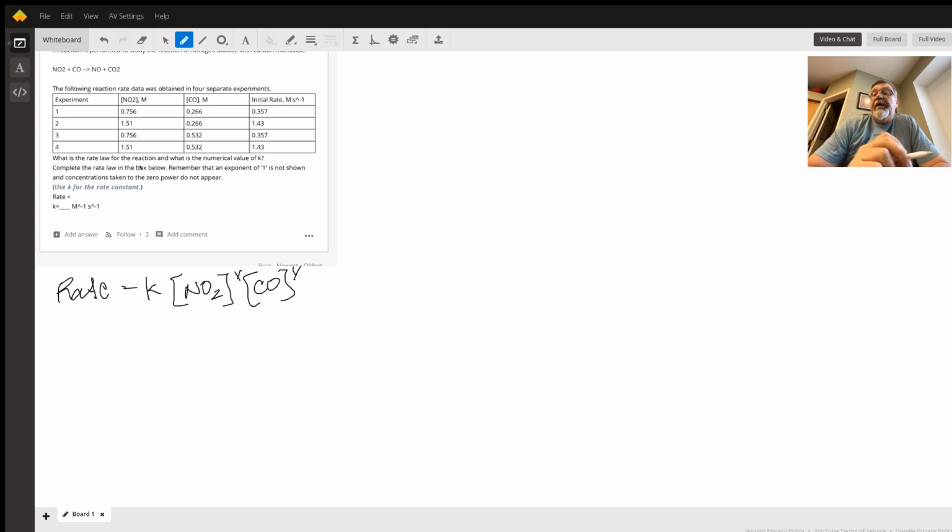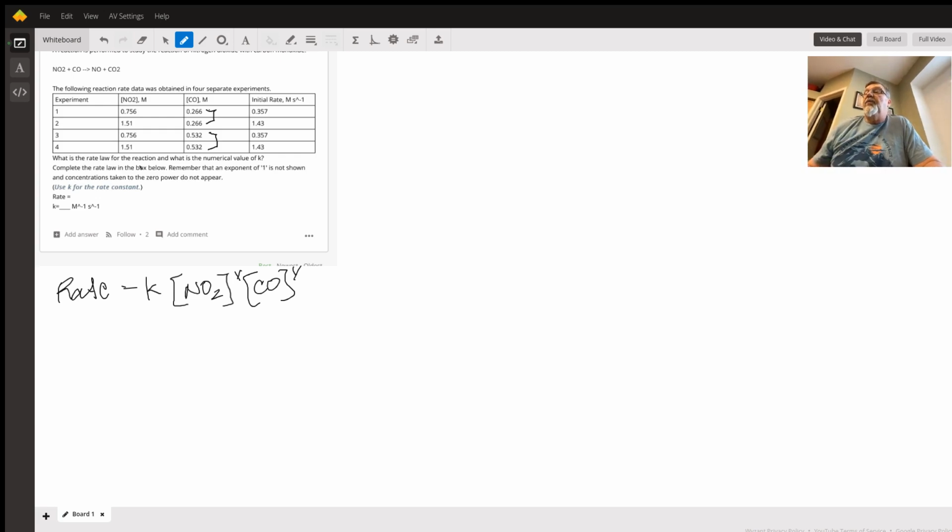So in order to find what x or y is, we want to try and isolate one of the reactants and hold it constant as we look at how the reaction rate changes while it varies with the other concentration. So I see two of them that are held constant for carbon monoxide. I see these two here, and then these two here. I can choose either one to work with. I'm going to choose the top one just because it's on top.